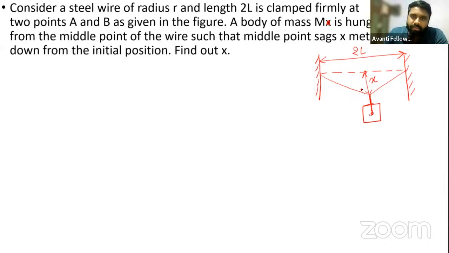Now you know that the length will become 2L dash because some portion of the length has been stretched by this weight, which is capital M into g. Okay. So try to solve this question. Now, we need to find out this x.